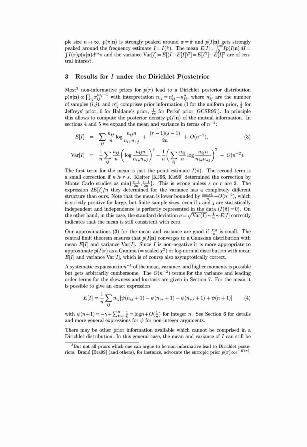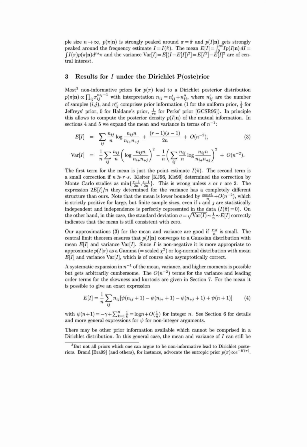Our approximations for the mean and variance are good if n is large. The central limit theorem ensures that p(I|n) converges to a Gaussian distribution with mean E[I] and variance var(I). Since I is non-negative, it is more appropriate to approximate p(I|n) as a gamma, scaled beta, or log-normal distribution with mean E[I] and variance var(I), which is of course also asymptotically correct.